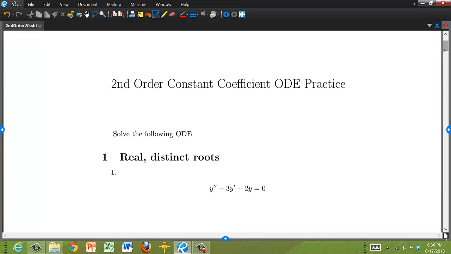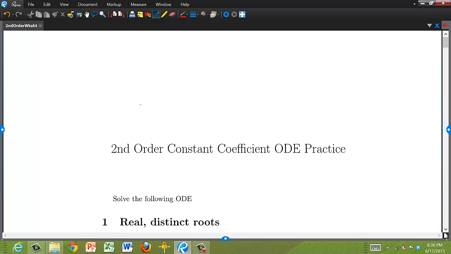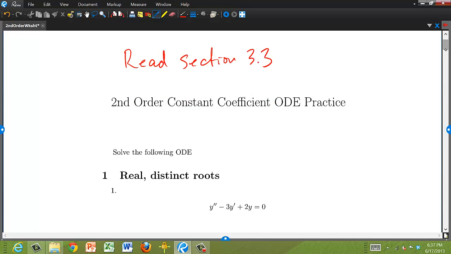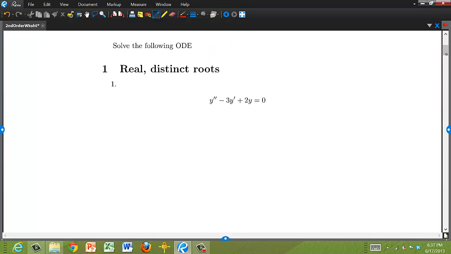Before you attempt this worksheet or before you finish watching this video, you really need to read section 3.3. I'm going to mostly do example problems. Section 3.3 is pretty straightforward to read. So between today and tomorrow, you need to be reading section 3.3 to get the idea behind these problems. I'm assuming that you have read 3.3.